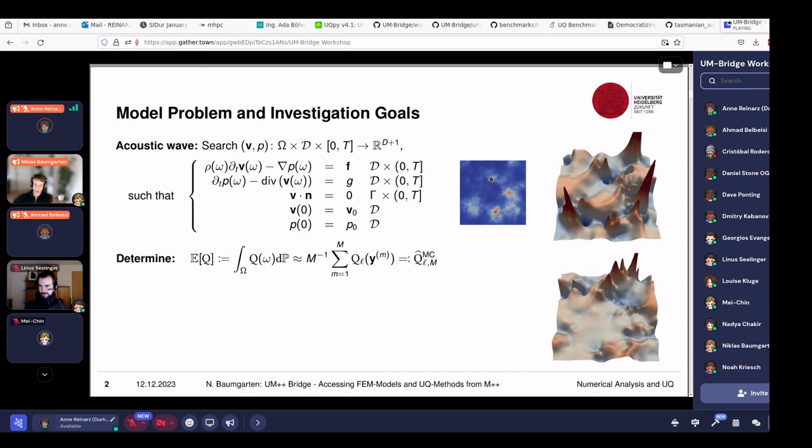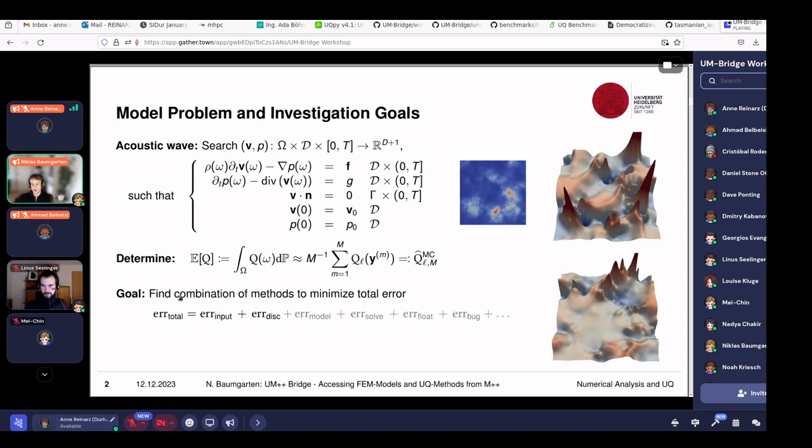And the question is, what can we even say about the solution? For example, can we determine the expected value of some quantity of interest, which could be, I don't know, some norm of the pressure, some pressure evaluation in some region of interest? And well, we can simply estimate this with the Monte Carlo method. But as you can assume, this is going to be very costly, because the simulation of one of these PDEs is already pretty costly. And simulating this multiple times is probably going to be too much.